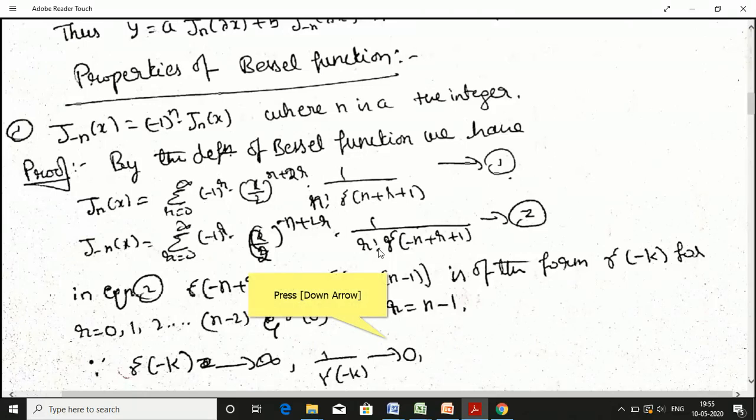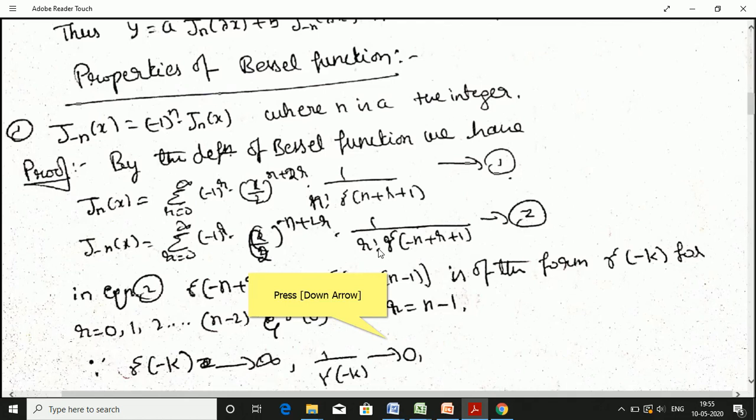In this video, we'll see what are the properties of Bessel function and also a few problems on Bessel's function. First property is J minus n of x is equal to minus 1 power n into J n of x, where n is a positive integer.